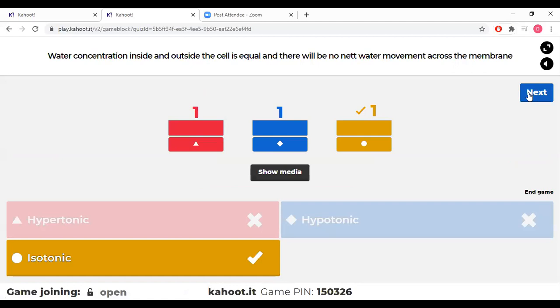If there is equal concentration outside the cell as there is inside the cell, that is isotonic. It's isotonic. They are the same. They are equal. Please, please remember that. Iso. That means there's no net movement of water across the membrane because the concentration of molecules outside is the same as the concentration inside.